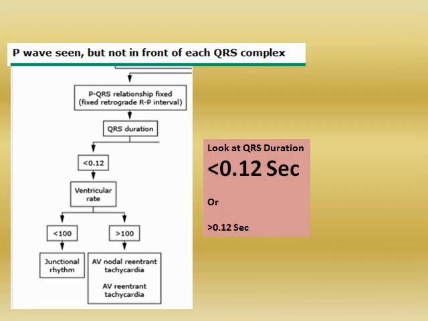If it is less than 0.12, look at the ventricular rate. This ventricular rate can be less than 100 or more than 100. If the ventricular rate is less than 100, it is junctional rhythm. If it is more than 100, it is AV nodal reentrant tachycardia or AV reentrant tachycardia.